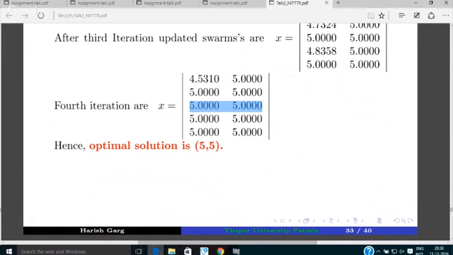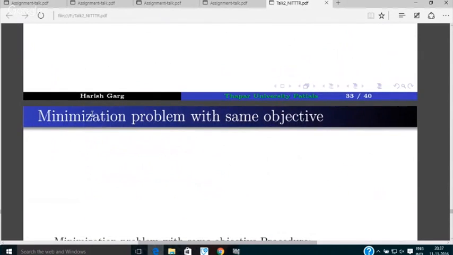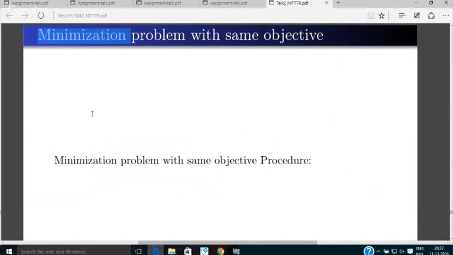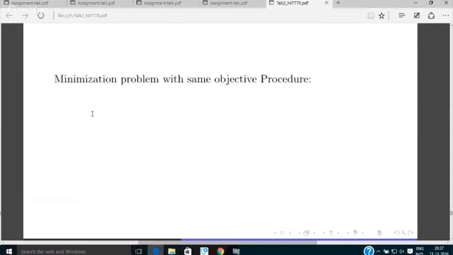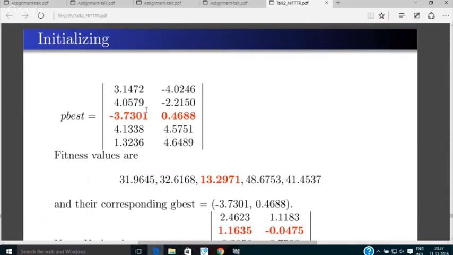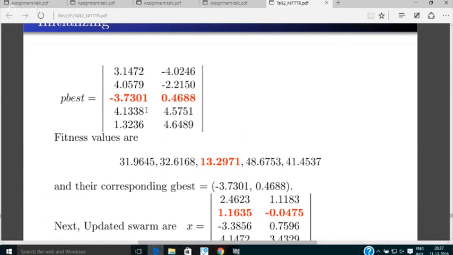On the other hand, I just replace the same problem with minimization. Earlier our target was maximization. Now just replacing it with minimization. What will happen? Same objective function, same C1, C2 values, same omega, same R1 and so on. Initialization is exactly the same. Now our target is to find the minimum. So this is my first initial. If we did maximization first, this value came. Our global best was this.